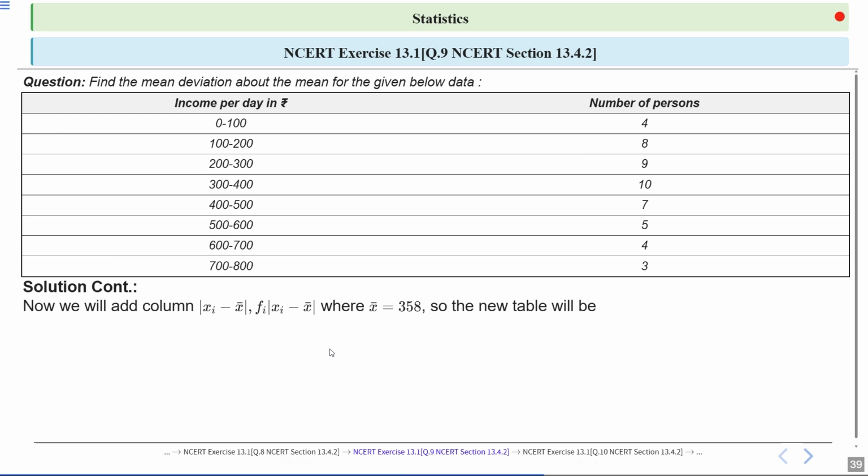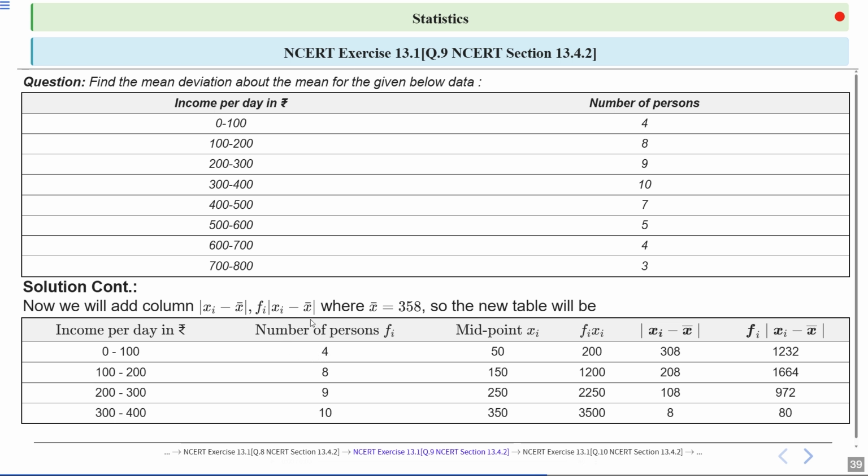Now we will add a column of absolute deviations of xi minus x bar, and then we will multiply fi with the absolute difference of xi minus x bar, where x bar is 358. So the new table will look like this. Okay, so this is our new table, and here we added the column of the absolute value of xi minus x bar and fi multiplied by the absolute value of xi minus x bar.